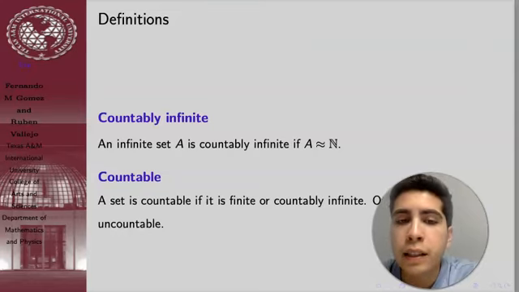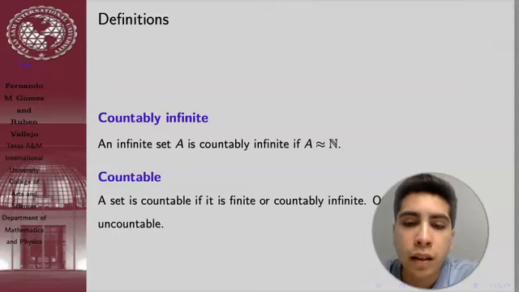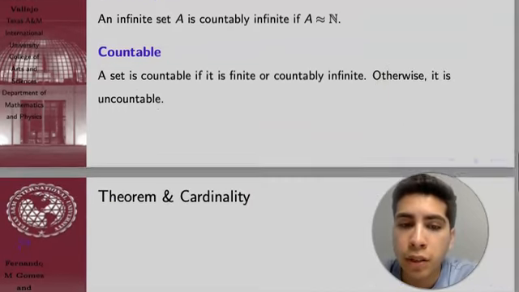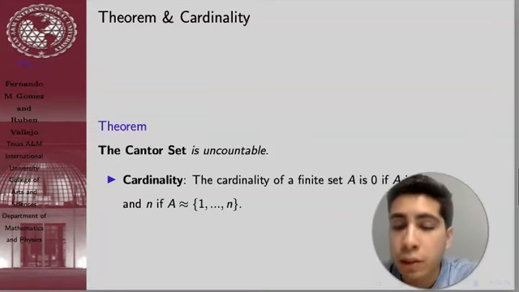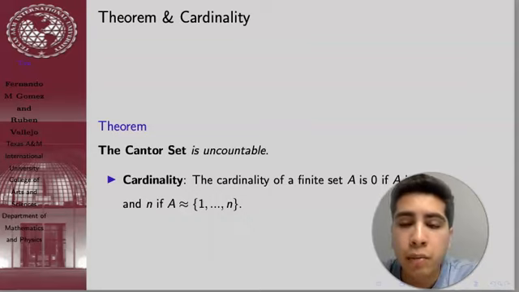However, a set is uncountable if it is not finite or countably infinite. This is where the Cantor set comes in. The Cantor set is uncountable. The cardinality of a finite set A is 0 if A is empty, and n if A is approximately 1 through n. This refers to what I was saying before. 0, 1, 2, and 3 up to 100 would be a countable set.